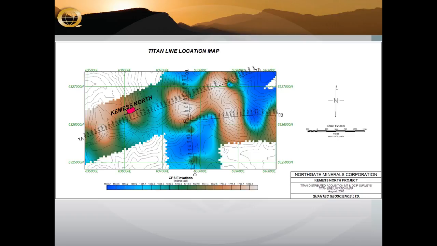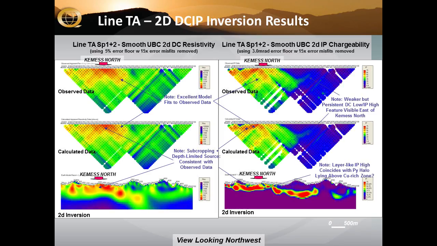So line TA, these are the 2D DCIP inversion results. You can see the data observed on the top, the calculated on the bottom, and the inversion models at the bottom for both the resistivity on the left and the chargeability on the right, so that you can see that we're mapping continuation of these known deposits, which are in the near surface, to the east and at depth, sort of the northeast and at depth. And as well, the chargeability is showing very strong responses to the northeast at depth.